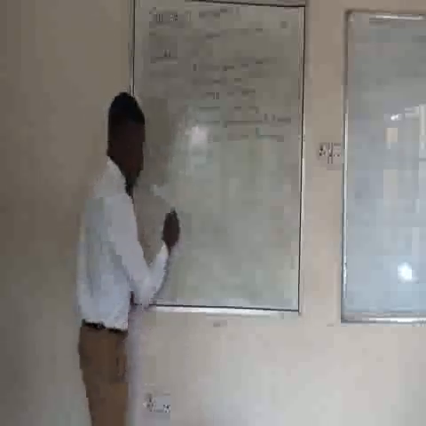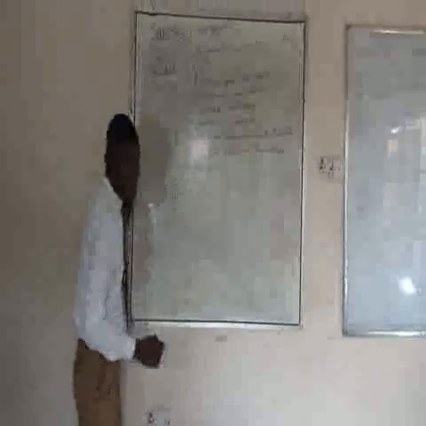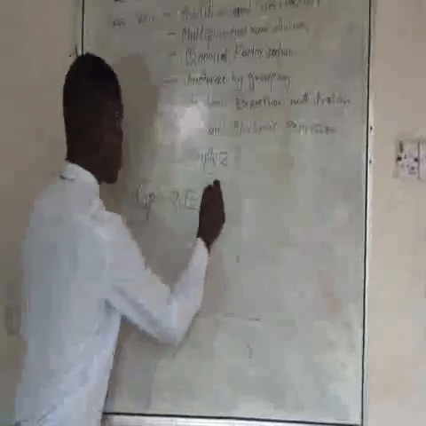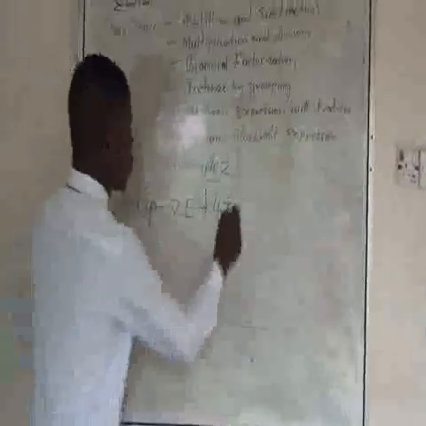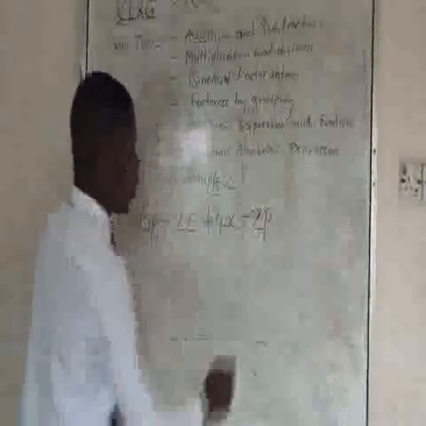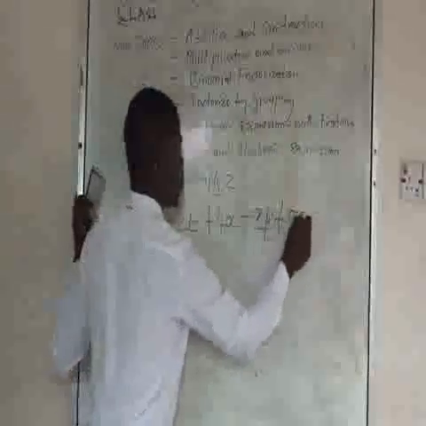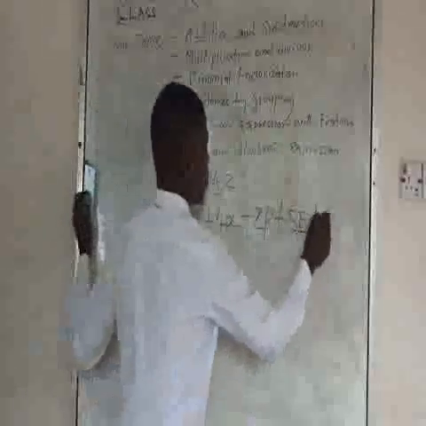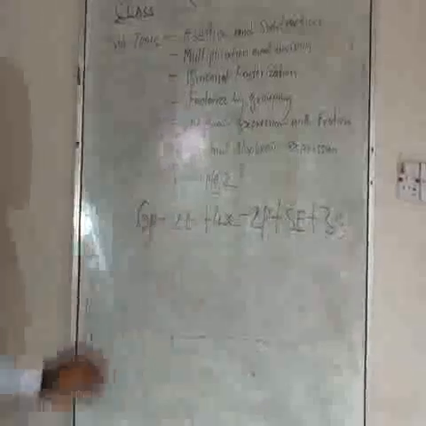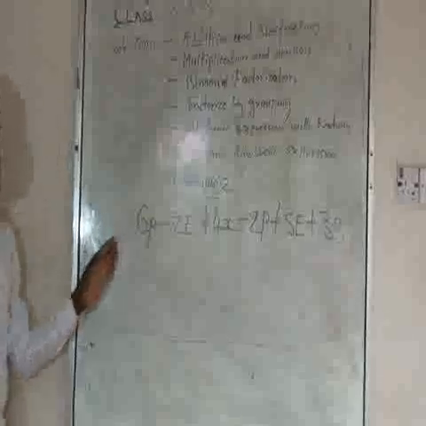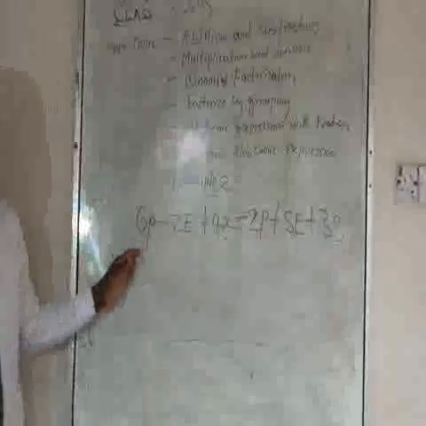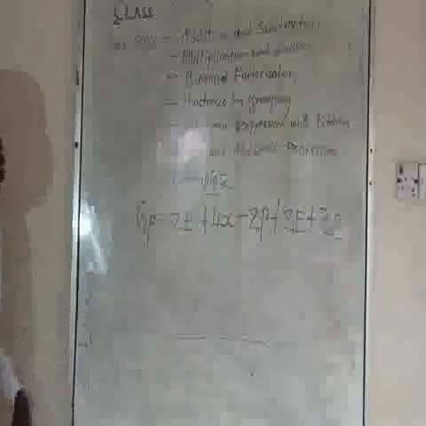Example 2, 6p minus 2e plus 4x minus 2p plus 5e plus 3x. We have an example like this. First thing to do is to collect like terms based on their alphabet. Okay, let's group now.